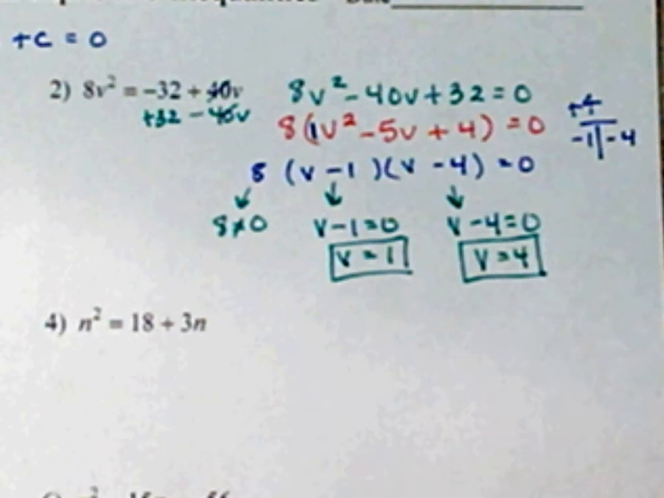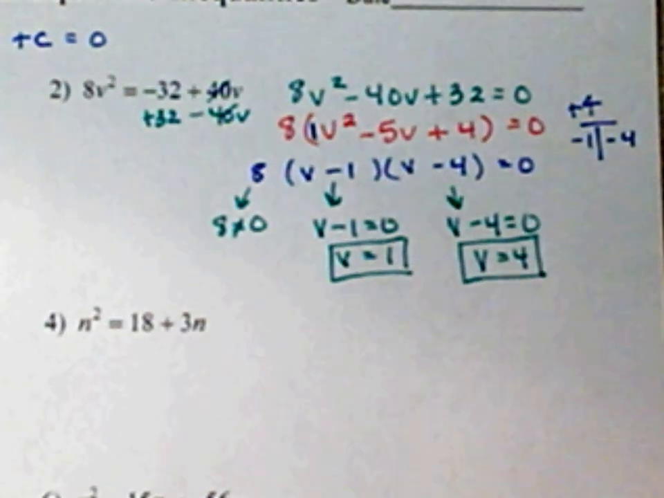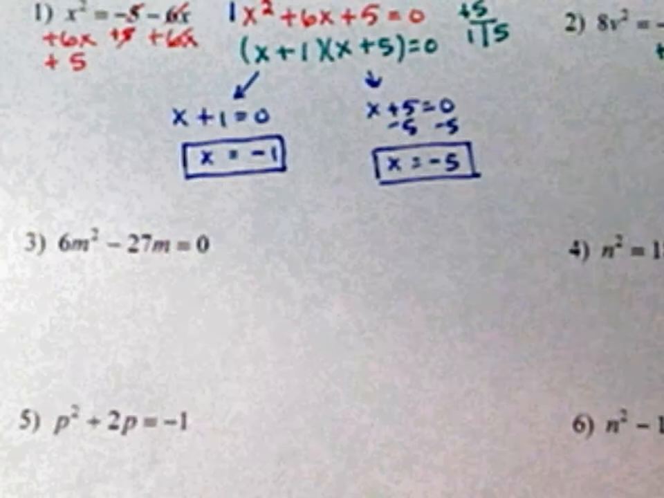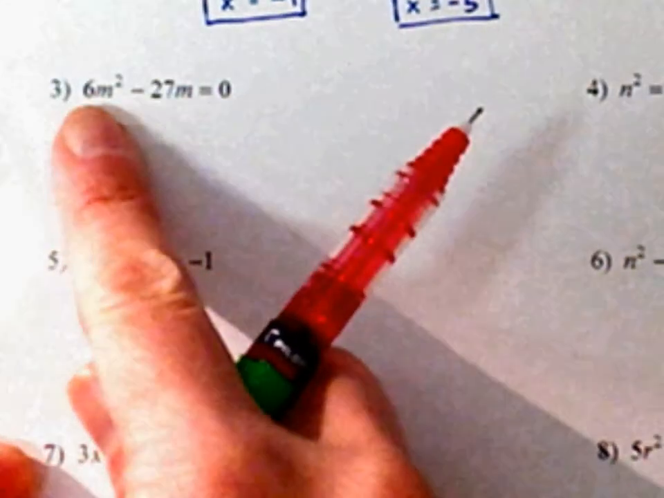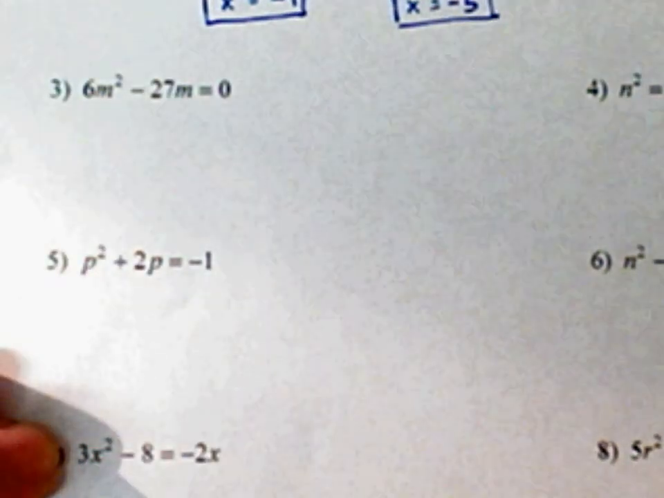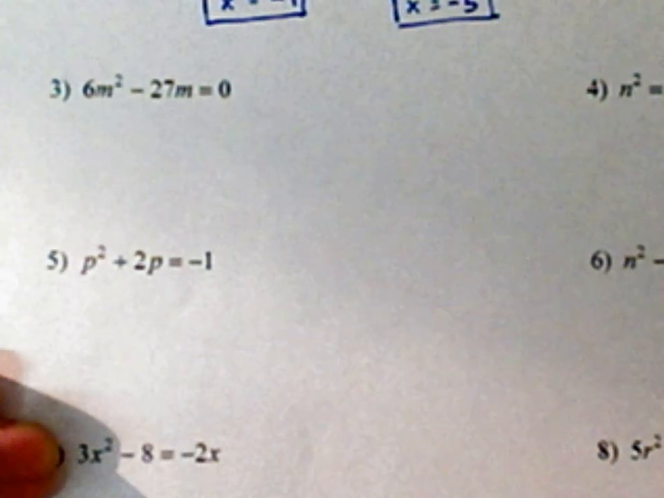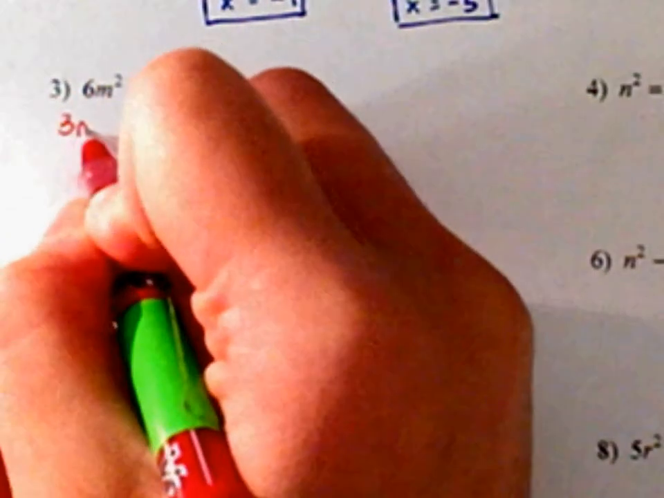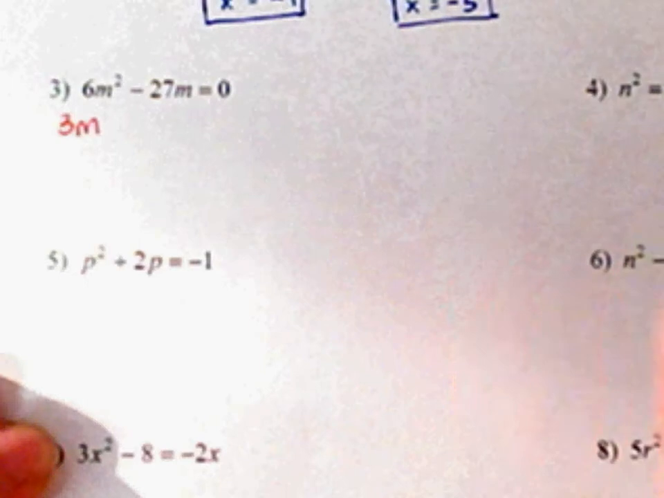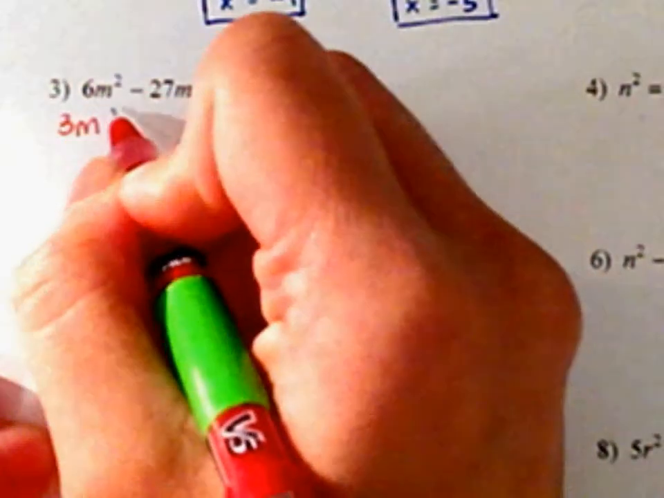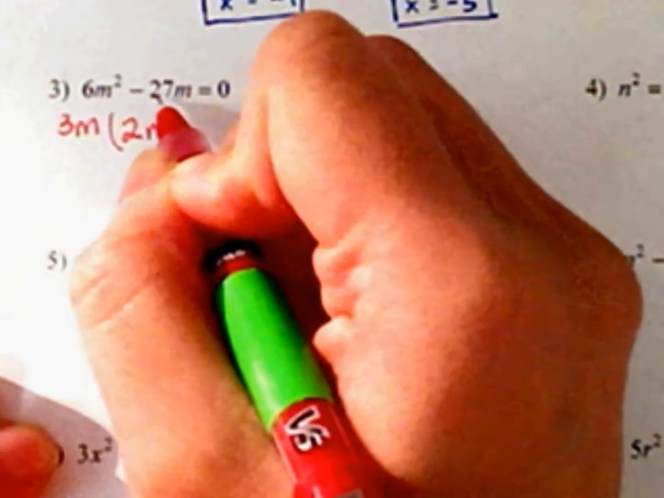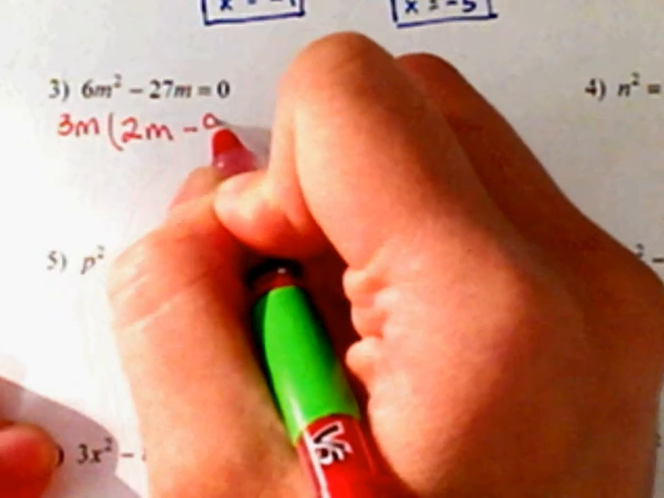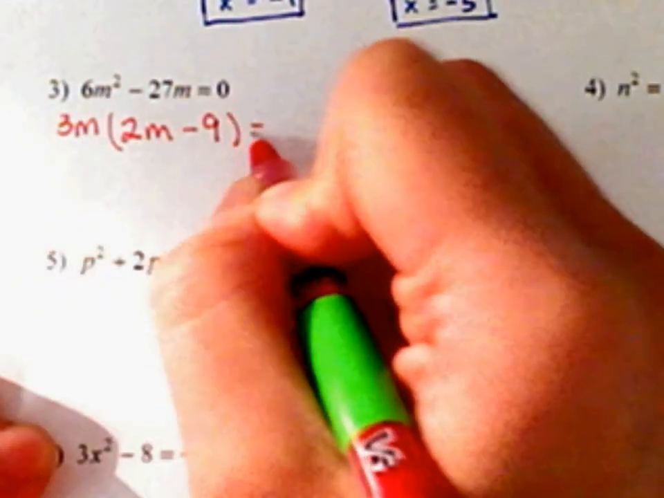Number 3, it still says solve each equation by factoring. Okay. So on number 3, let's take a look. It's already set equal to 0. Let's see what we've got. You have two terms, 1, 2. Factor out their greatest common factor. What number goes into 6 and 27? 3 goes into 6 and 27. They also have an m in common, so I'm going to factor out 3m. When you're factoring out, basically you are dividing, okay? So let's see what you have left. 6 divided by 3 leaves you 2. m squared divided by m leaves you m. Negative 27 divided by 3 leaves you negative 9. m divided by m cancels, equal to 0.